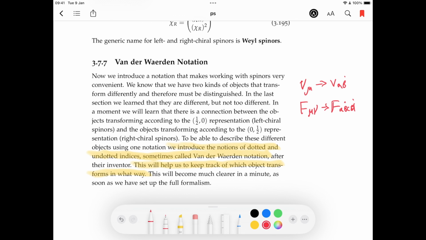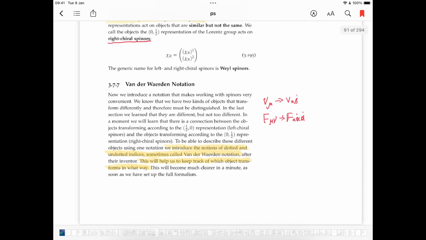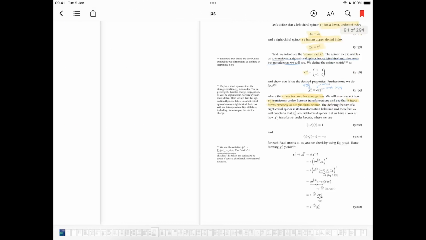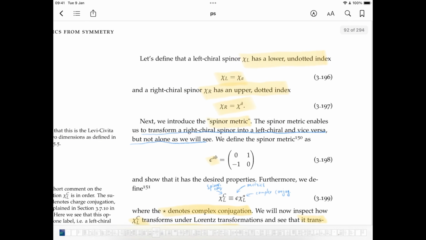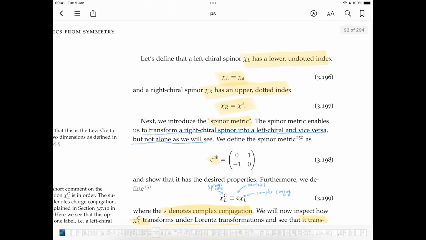So, anyways, let's take a look at the simple ways to represent spinors and how they look. Let's start with the left chiral spinor. It's the (1/2, 0) representation, and in van der Waerden notation it just has the lower index, something like A here, and the right chiral spinor will have the upper dotted index. So that's the basics of that notation.